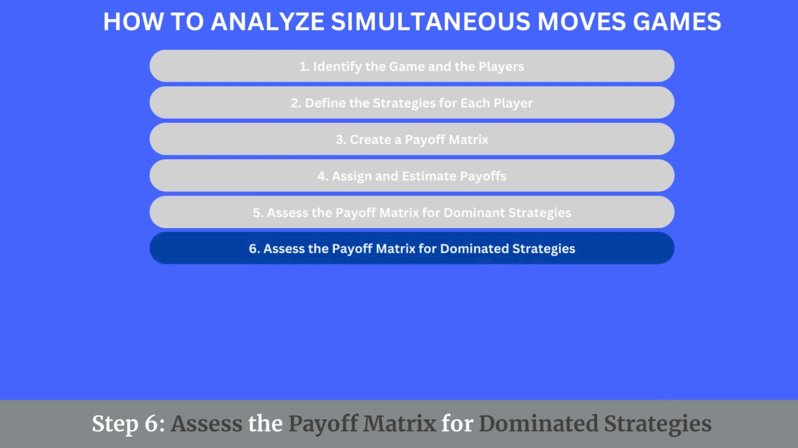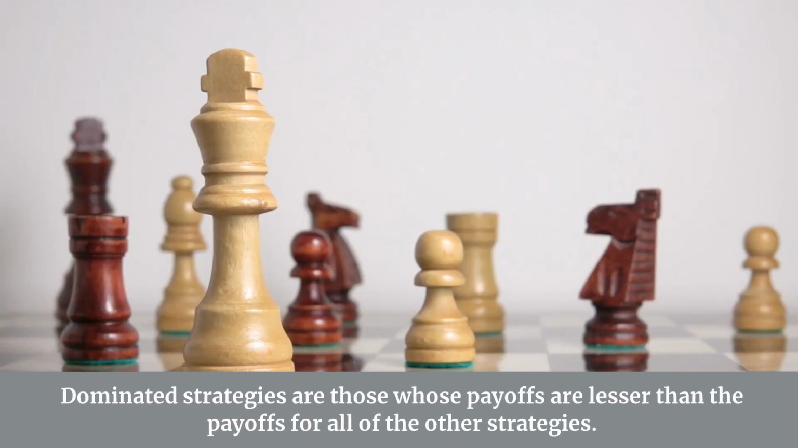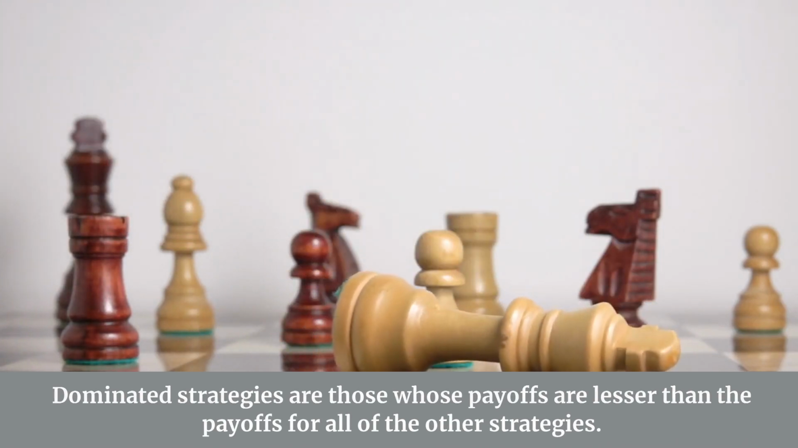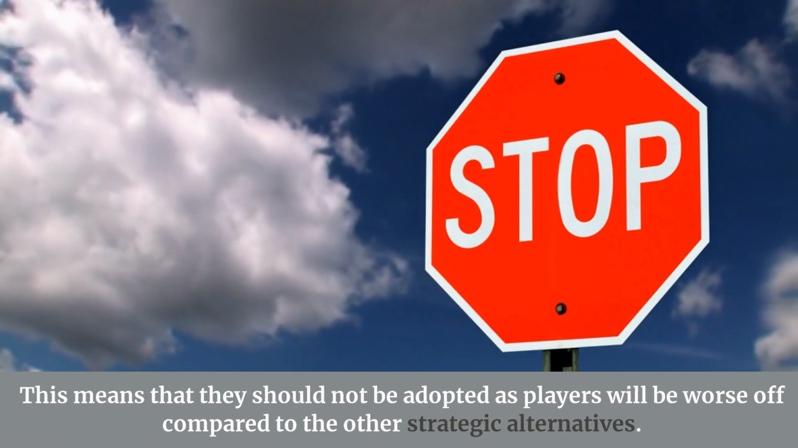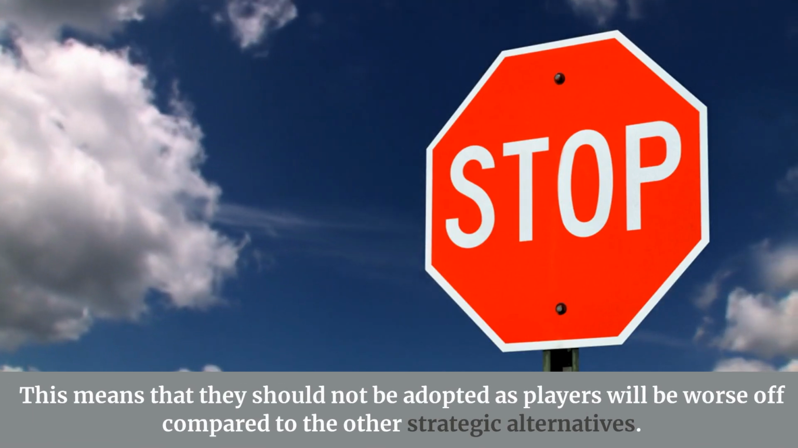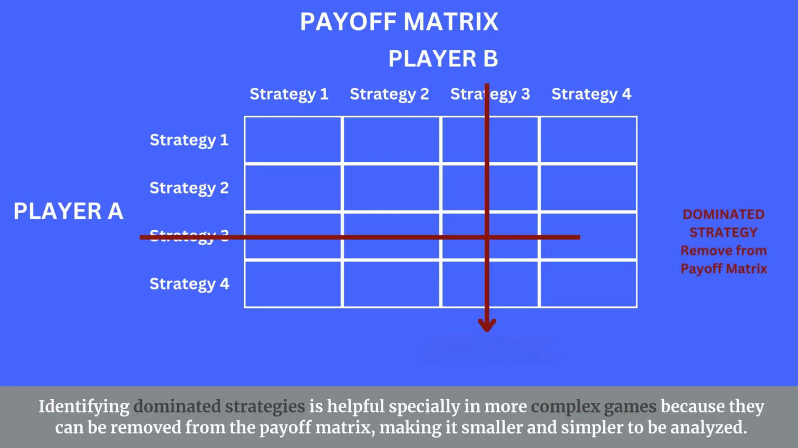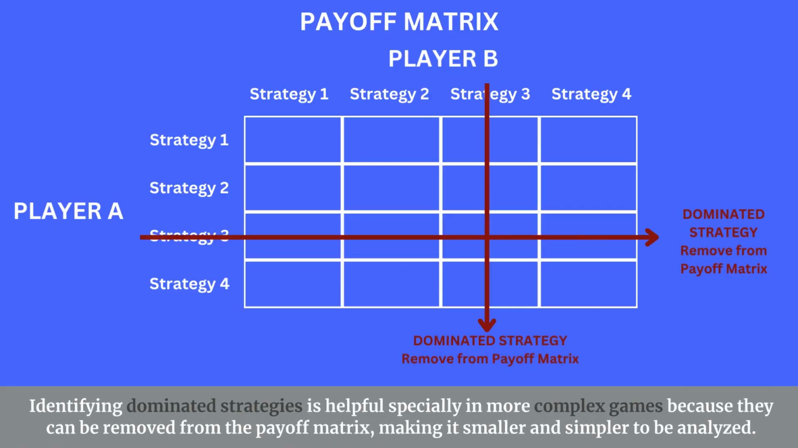Step 6. Assess the payoff matrix for dominated strategies. Dominated strategies are those whose payoffs are lesser than the payoffs for all of the other strategies. This means that they should not be adopted as players will be worse off compared to the other strategic alternatives. Identifying dominated strategies is helpful especially in more complex games because they can be removed from the payoff matrix, making it smaller and simpler to be analyzed.